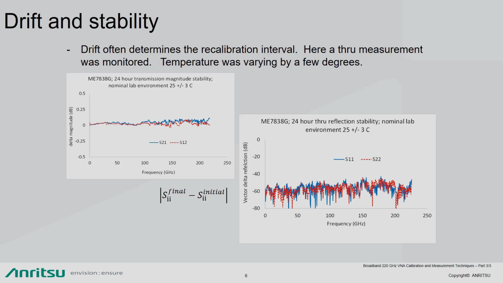Since the architecture focuses on optimized raw directivity, the end result is a system with good stability over a 24-hour period, even when in a lab environment with plus or minus 3 degrees Celsius. So the plot on the left shows stability in the plus or minus 0.1 dB range up to 220 GHz. And the plot on the right displays the reflection stability over that same 24-hour period.